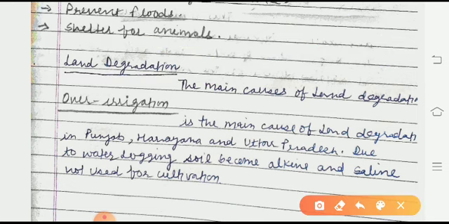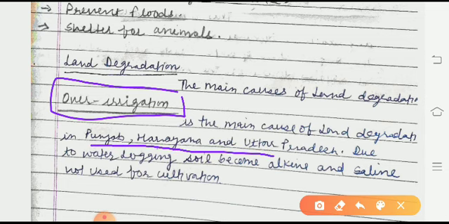What are the main causes of land degradation in India? So the first cause of land degradation in India is over irrigation. Over irrigation is the main cause in the states Punjab, Haryana and Uttar Pradesh. Remember these states also, in which over irrigation is responsible for land degradation.